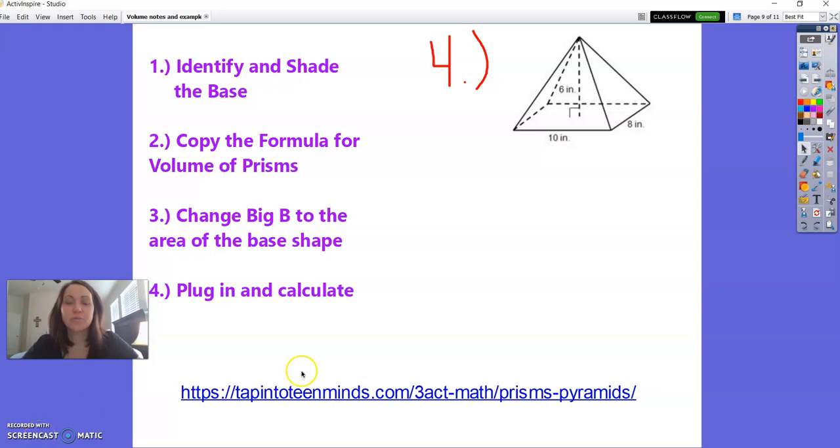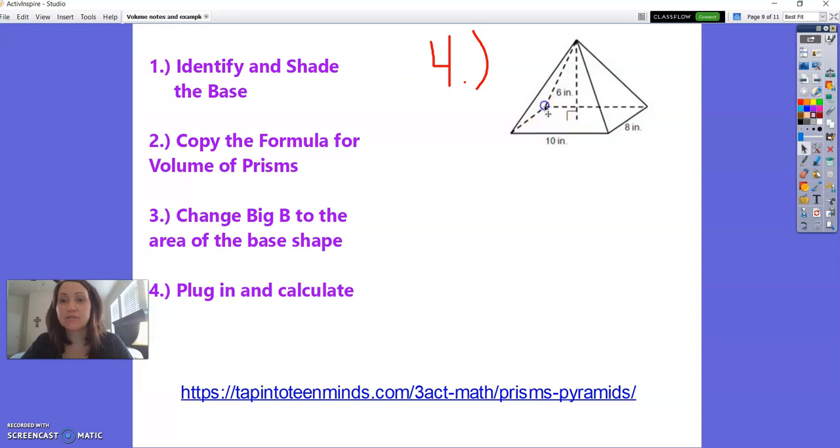Guys, I'm back and we are looking at a new shape for volume. This is a rectangular pyramid. I'm naming it that because the base here is a rectangle.